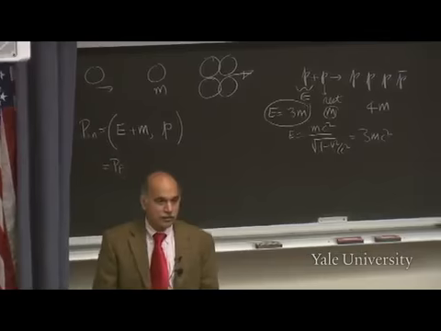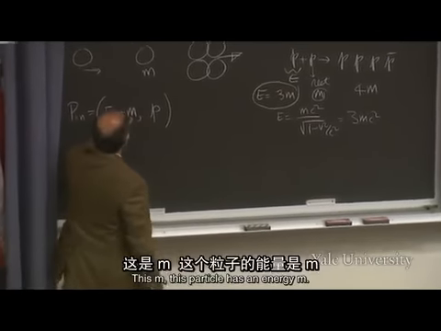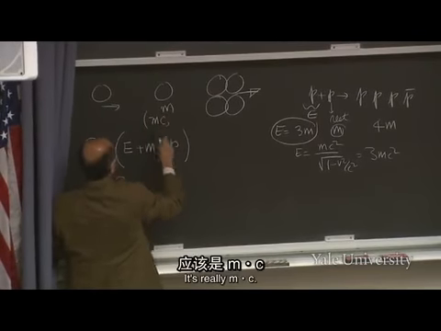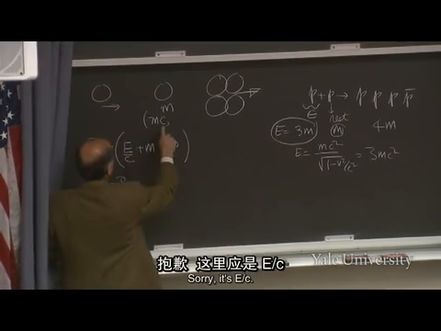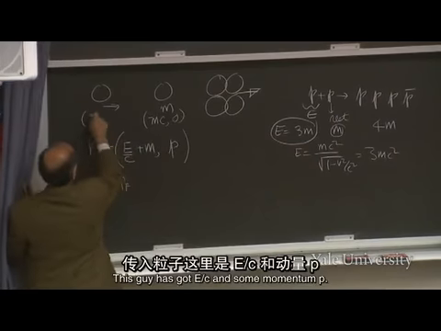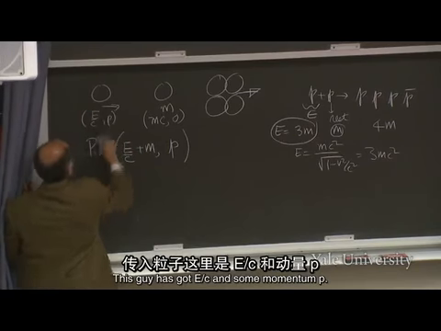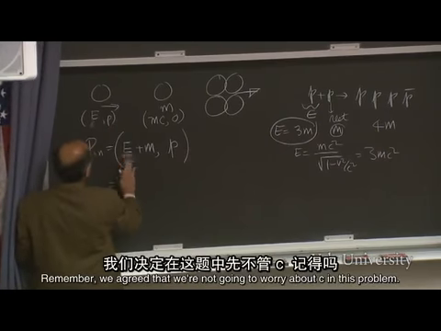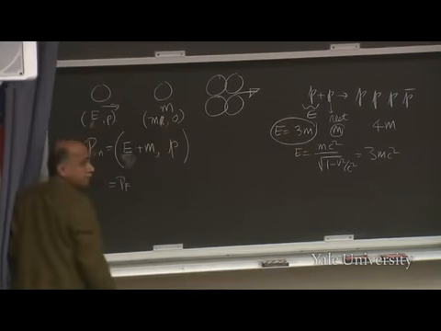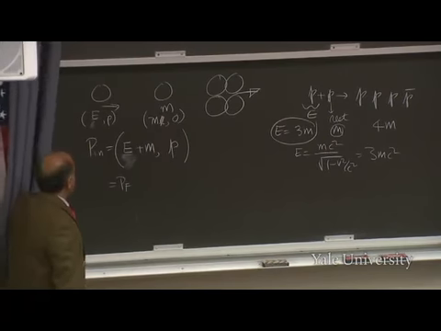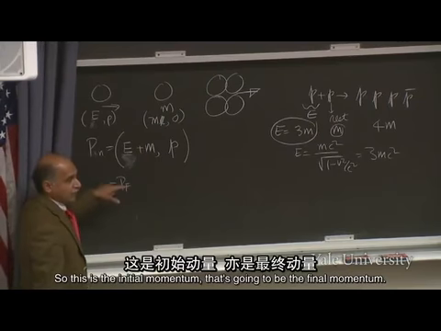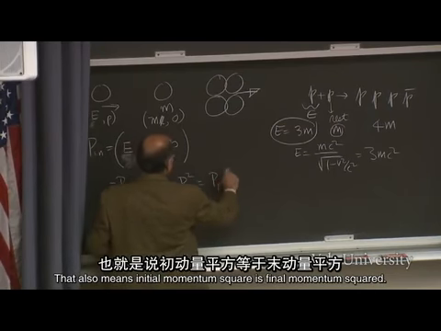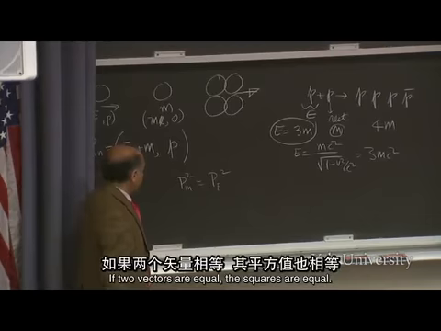Yes? Where did the m come from? This particle has an energy m. It's really mc. Sorry, this is E over c, mc and 0. This guy has got E over c and some momentum p. I've forgotten the c. Remember, we agreed that we're not going to worry about c in this problem. So this is just m. So this is the initial momentum, that's going to be the final momentum. That also means initial momentum square is final momentum square. If 2 vectors are equal, the squares are equal.